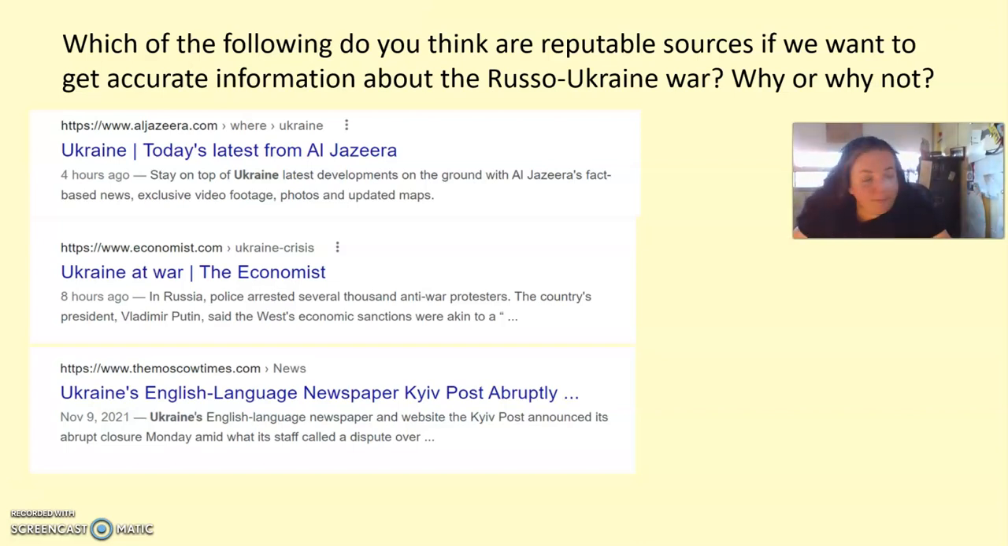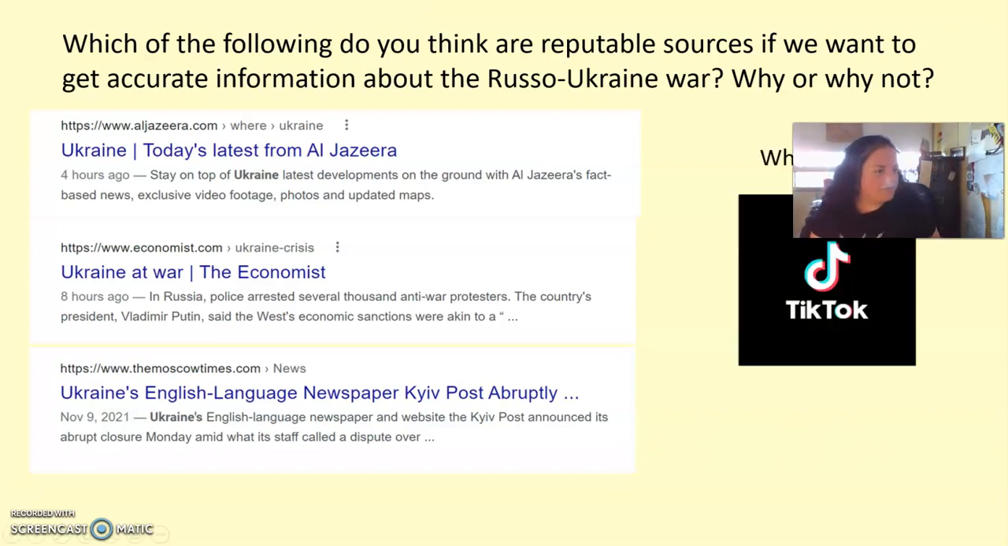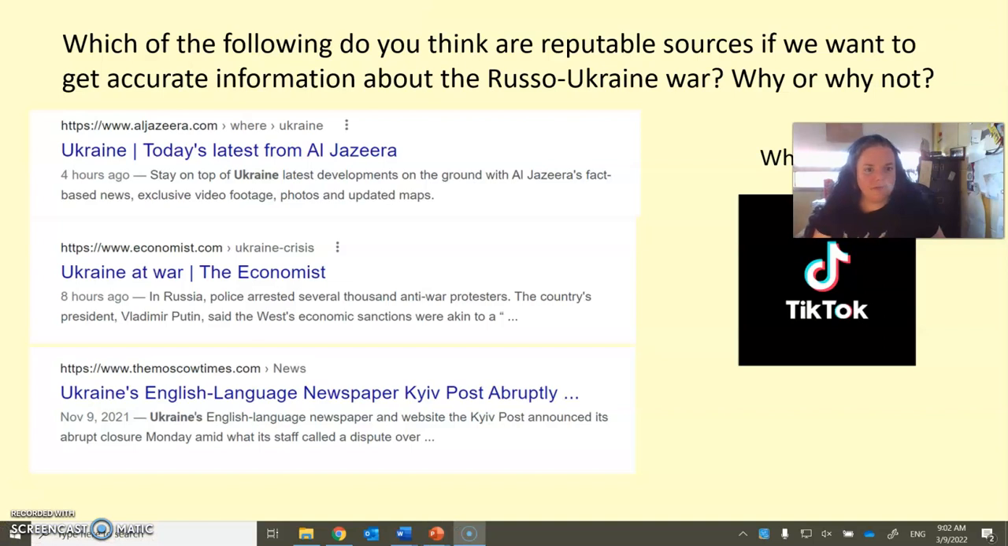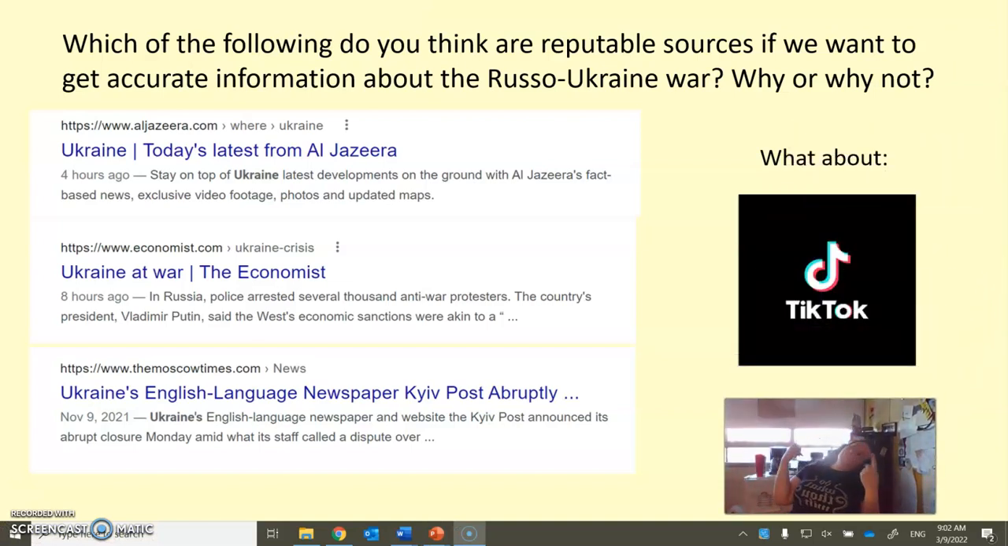All right. If you picked Al Jazeera or The Economist, doing all right. The Moscow Times is Russian state media. Al Jazeera and The Economist are both perfectly normal sources. The Economist is a little right-leaning, what with being a financial paper, but those are perfectly normal sources. All right. So, everybody's favorite news source of up-to-the-minute news.